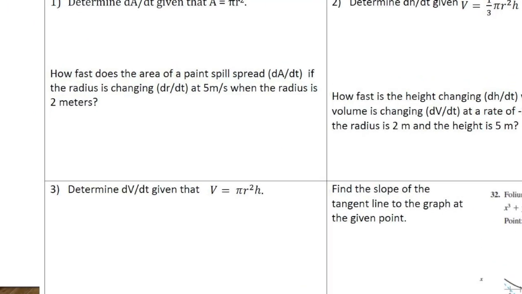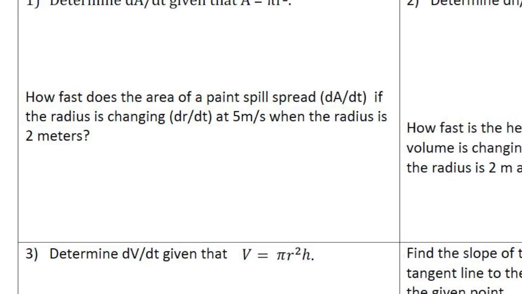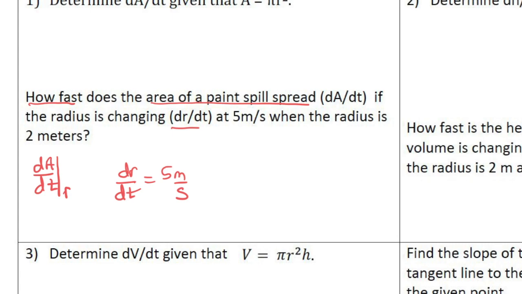Let's look at the lesson practice together. Our first question is asking, how fast does the area of the paint spill spread? So we're looking for dA/dt. And then it continues, if the radius is changing, so that's some given value, dr/dt, and that dr/dt is given to you as 5 meters per second when the radius is 2 meters. So we're looking for dA/dt. We use that line for when r equals 2. We have our given and we have the question. Find that derivative and see if you can answer the question.